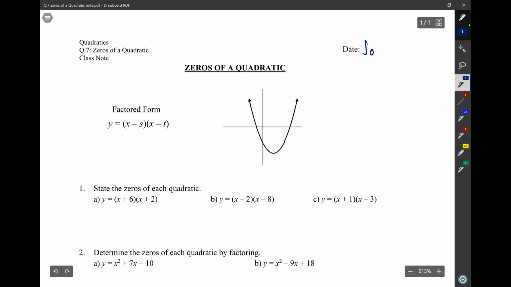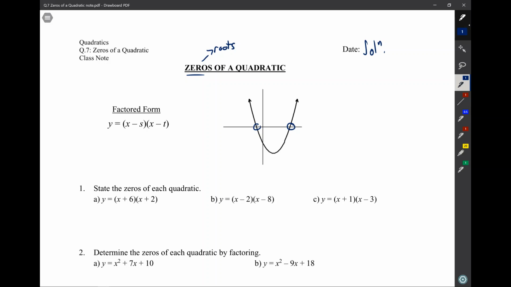All right, so today let's talk about the zeros, or the roots of a quadratic. So your zeros are going to be the location of your quadratic where it intercepts with the x-axis. So another way of saying that is the locations of your quadratic where y equals 0.